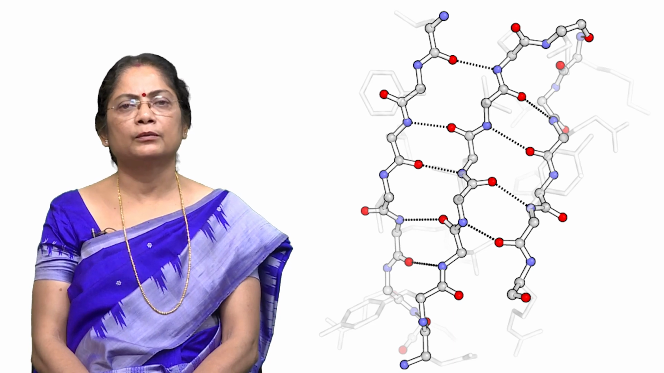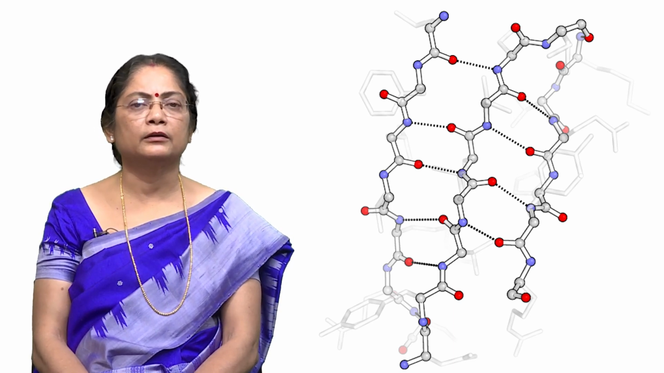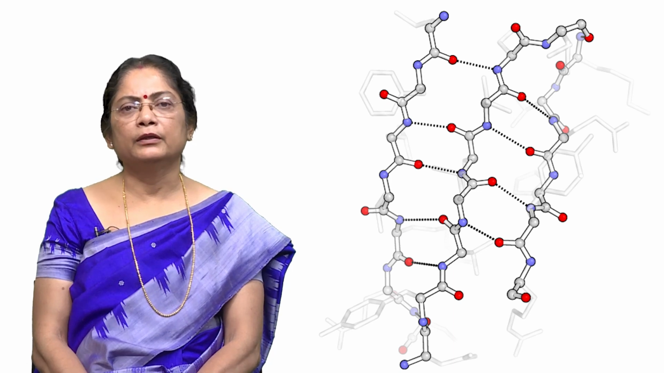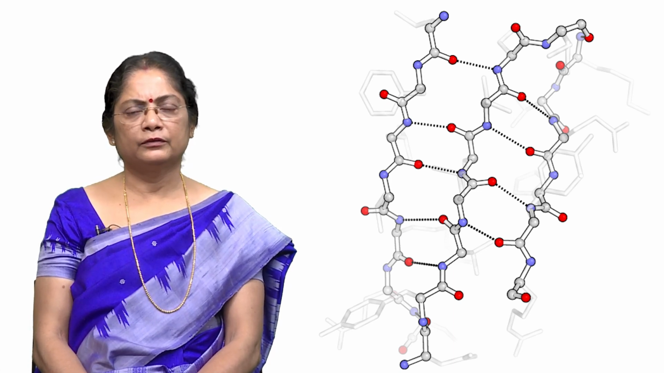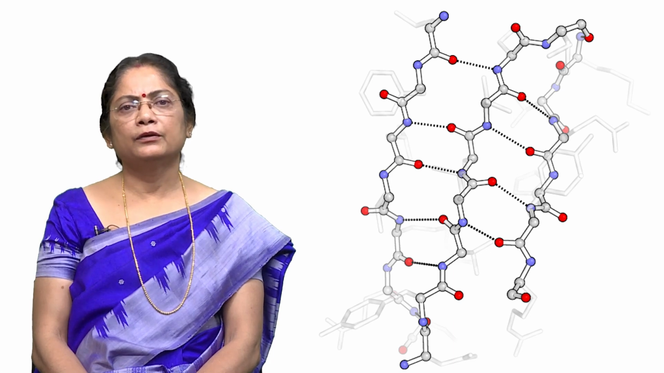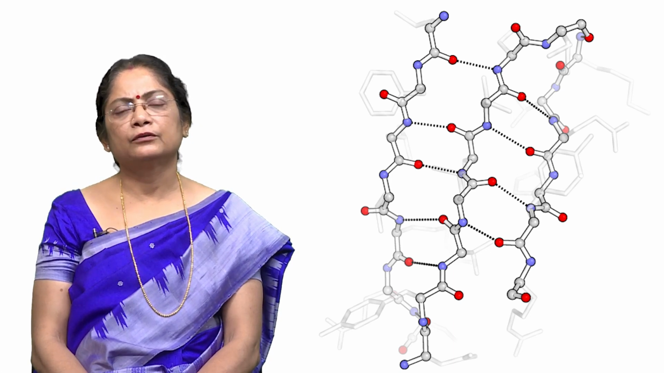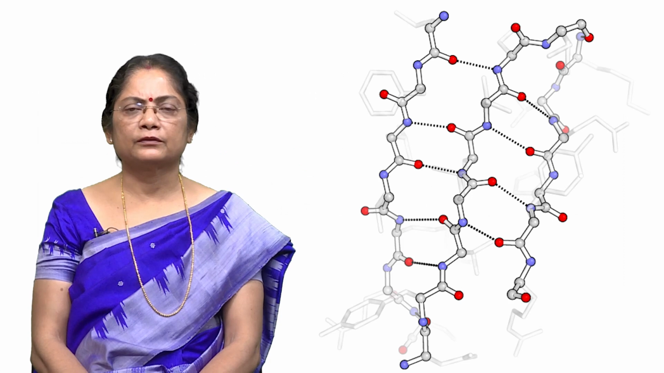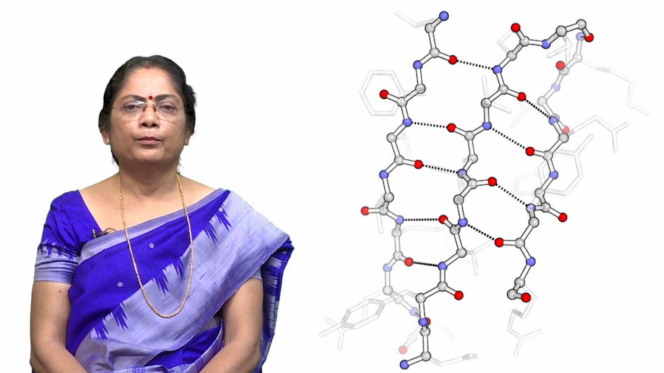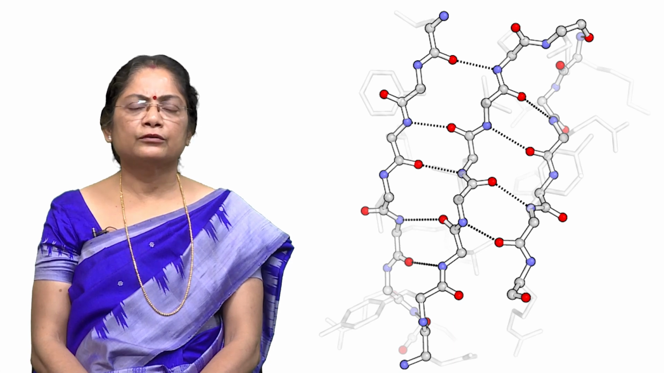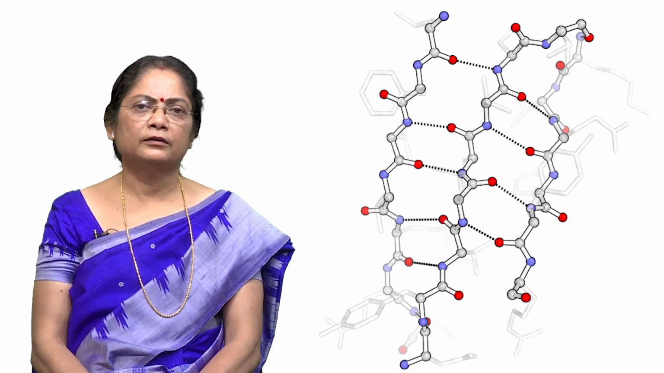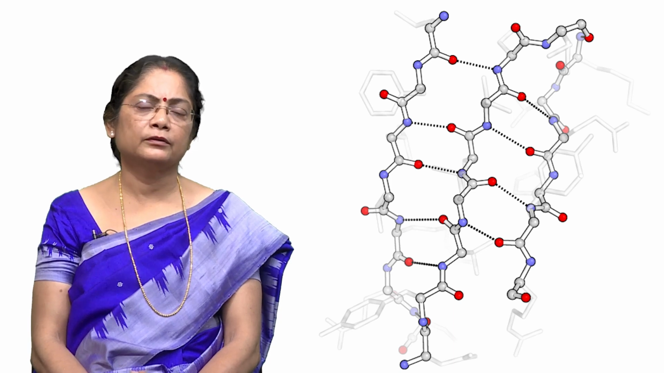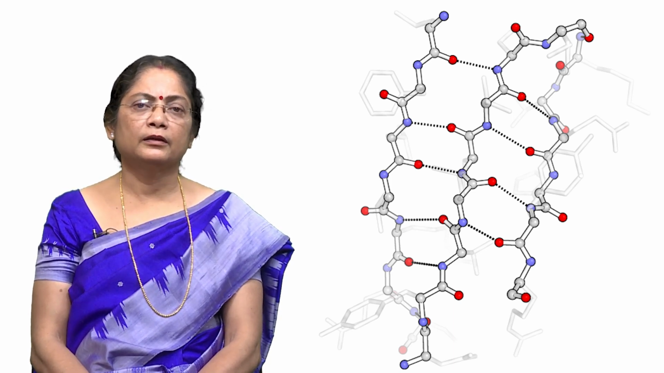So, gradually, one by one, each amino acid attached at the N terminal end can be obtained, categorized and seen, and then gradually one by one we can obtain the entire sequence of the polypeptide. This method utilizes phenyl isothiocyanate to react with the N terminal residue under alkaline condition. So, this is the first step. In the first step, the polypeptide and phenyl isothiocyanate are used, and the phenyl isothiocyanate interacts with the N terminal residue of the amino acid, and the condition is alkaline.